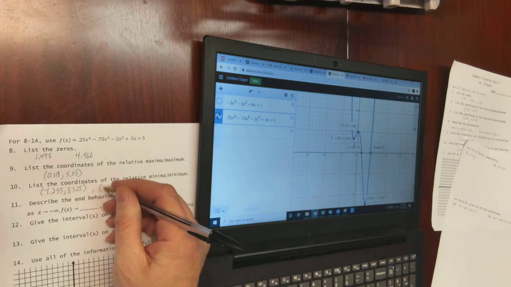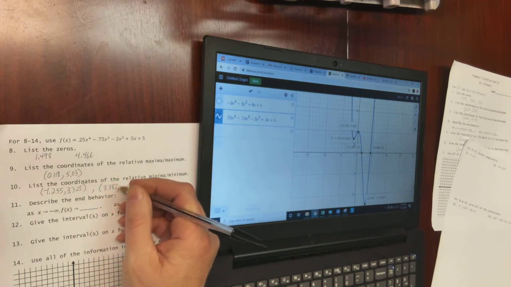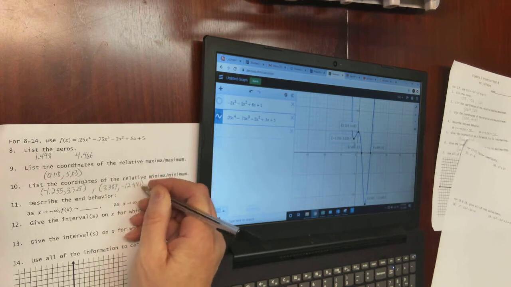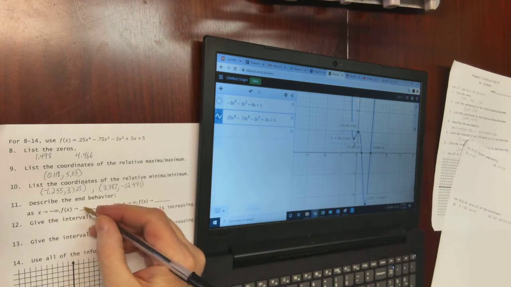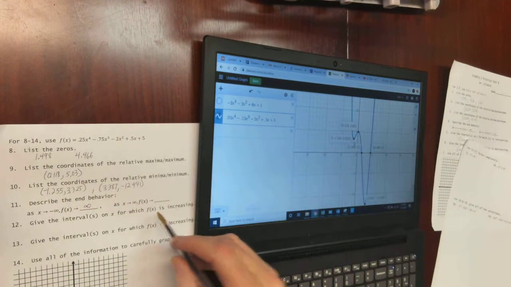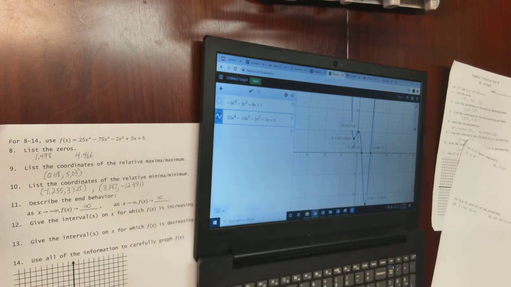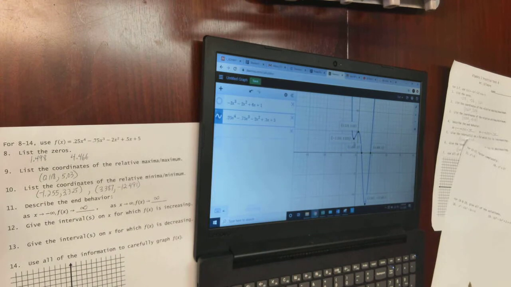And we have 3.387, negative 12.491. Okay, the left side goes way up on the left side, and it also goes way up on the right side. So it's boundless up high. All right, increasing intervals.